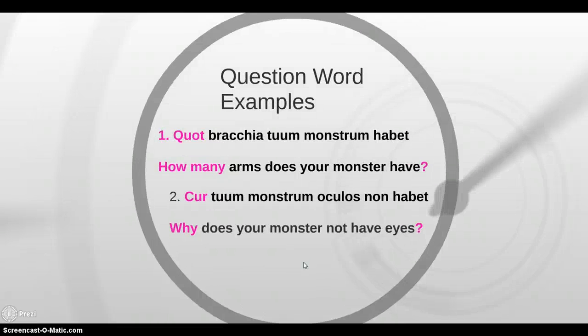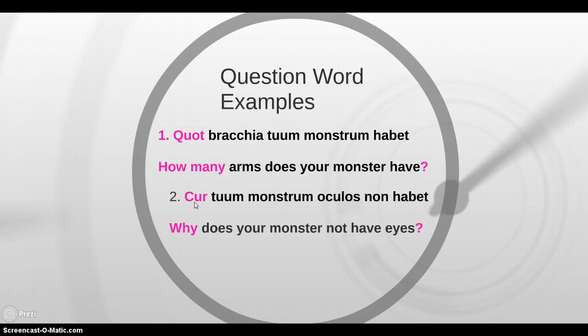Here are some examples in Latin. Quote brachia tuum monstrum habet. How many arms does your monster have? Notice in Latin, we don't need a question mark here because quote warns us it's a question. Cur tuum monstrum oculos non habet. Why does your monster not have eyes? Notice with this question, we don't need a question mark either because cur, which means why, is a question word.